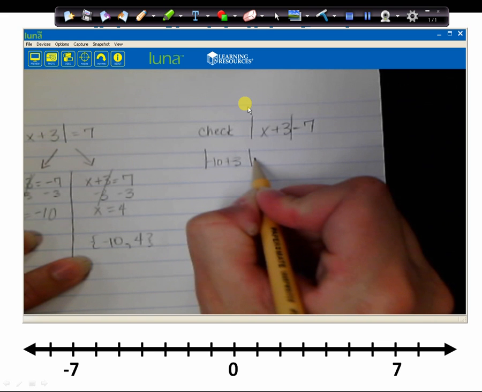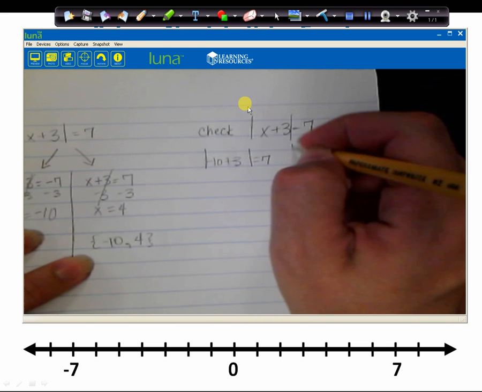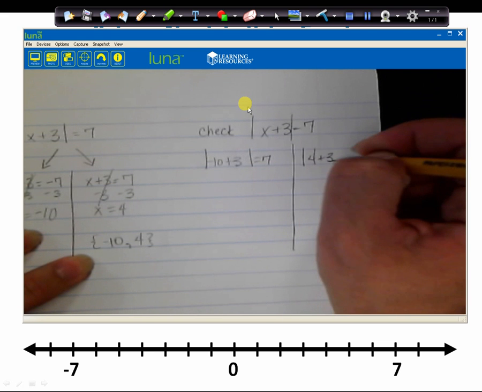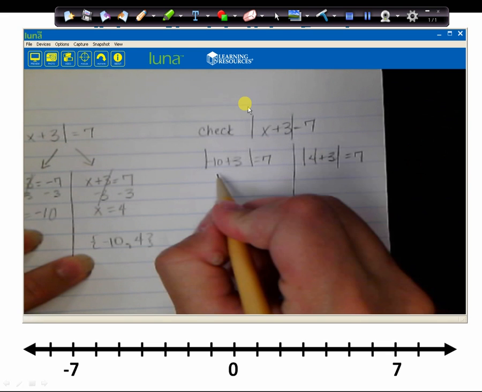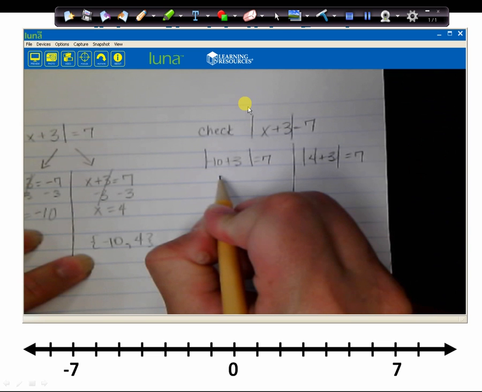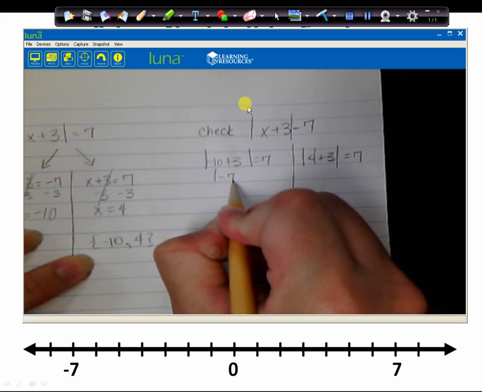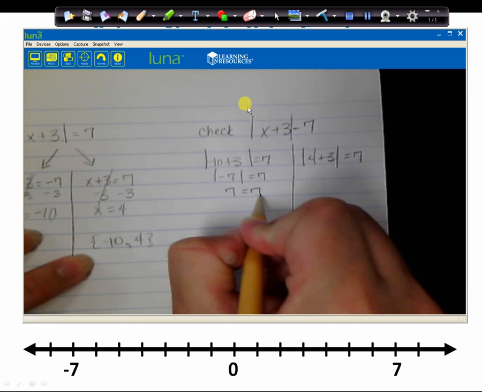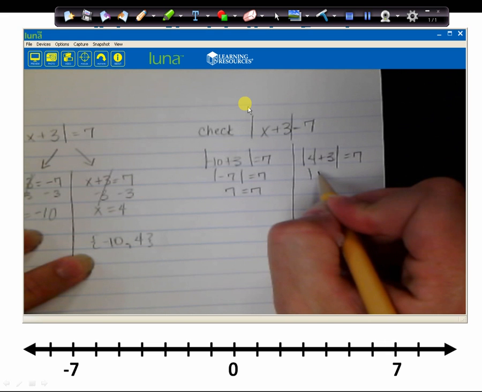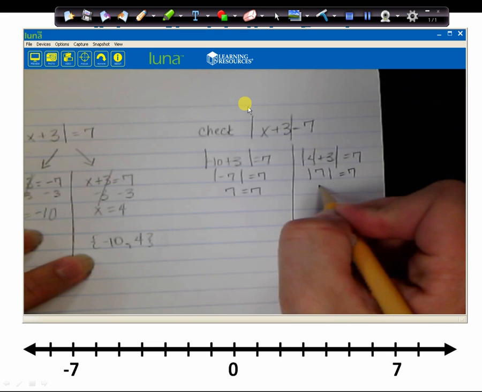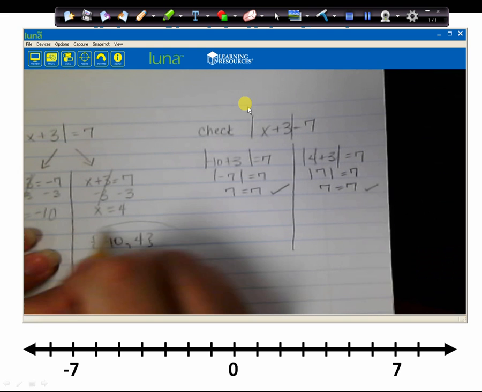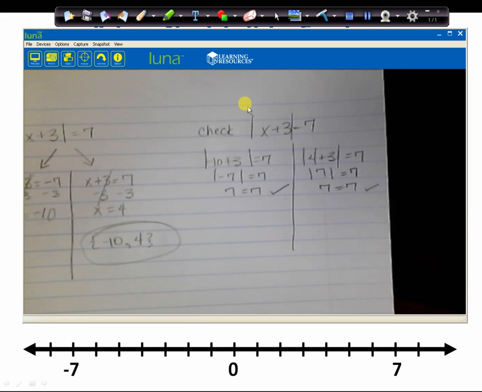plus 3 equals 7. And then I'm also going to check my other problem with my other answer, which was the absolute value of 4 plus 3 equals 7. So negative 10 plus 3 equals negative 7. And the absolute value of negative 7 is 7. 4 plus 3 equals 7. The absolute value of 7 equals 7. So this checks and this checks. These are my x's. Make sure that you have both of those written down before you move on.